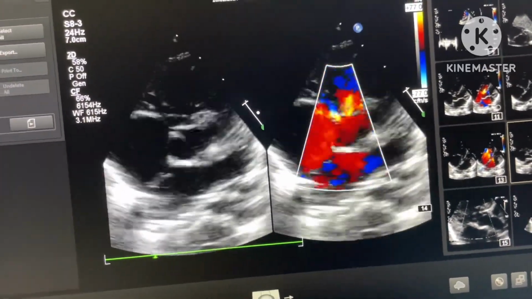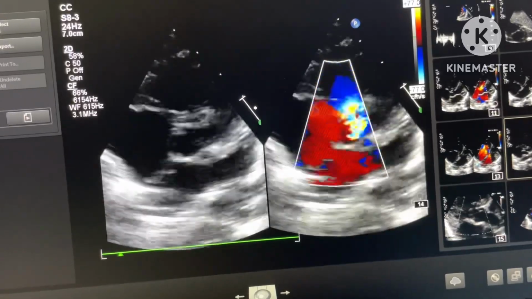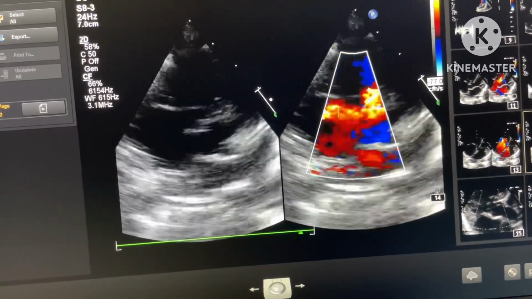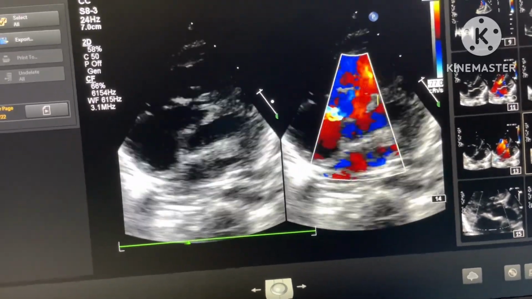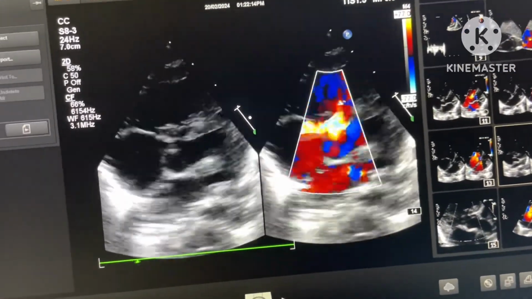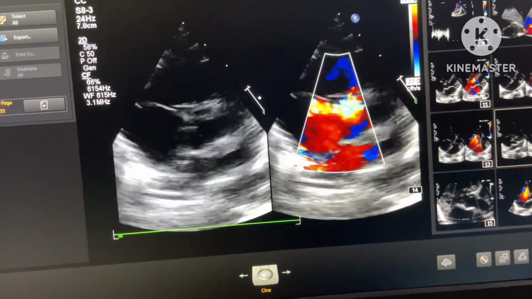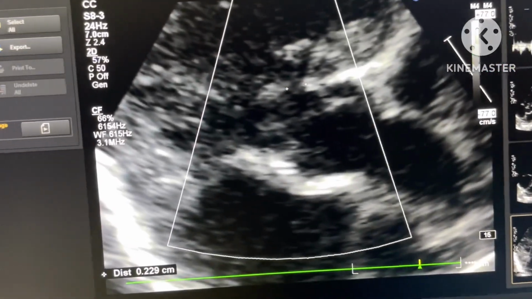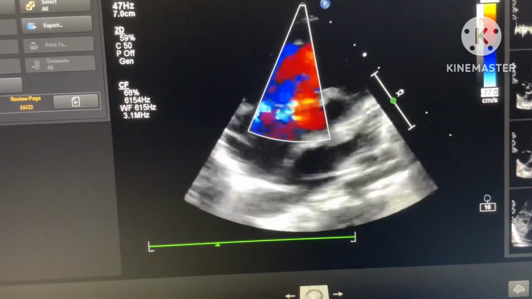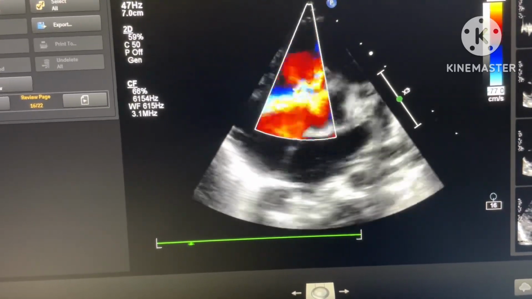Again you see, this is the part of left ventricle, and this flow is from left ventricle into right atrium. This is Gerbode defect. This is VSD. So perimembranous VSD with Gerbode defect. You see the size of the perimembranous VSD. Again, you see how the flow is coming from left ventricle to right atrium.